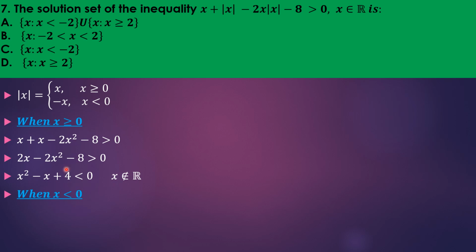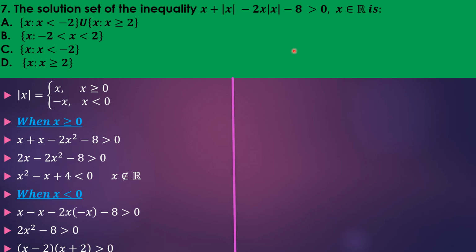So what about when x is less than 0? If x is less than 0, wherever we see the absolute value function, remember that you put negative x. So you have x minus 2x, and in this absolute value function you put minus x again, minus 8 greater than 0. Then you simplify. You have x minus 2 into x plus 2 greater than or equal to 0. Solving that inequality, you have x greater than 2 union x less than -2.